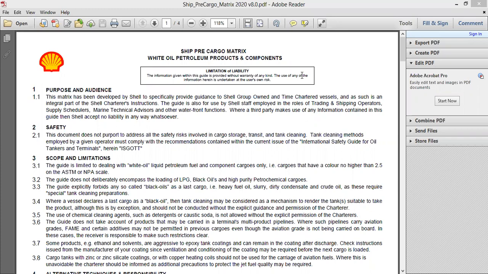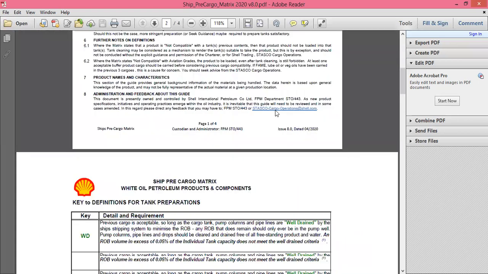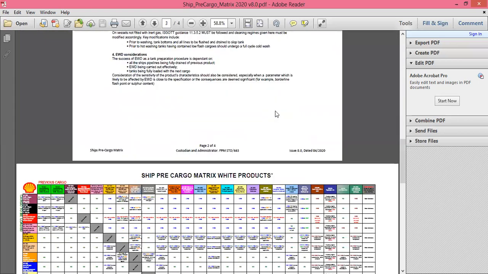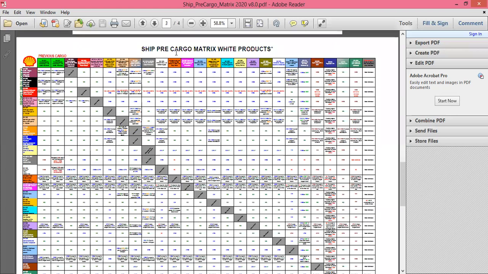In this video, we are going to see how we do tank cleaning on board a product tanker. This can be used for tank cleaning on a crude oil tanker as well, or oil tankers, or type 3 chemical tankers as well. On all ships, you will find a matrix like this, a ship pre-cargo matrix. This is for white products, but can be used for crude oil tankers also if you're changing grades. But normally it is used on product tankers.